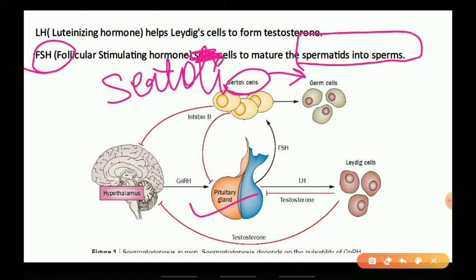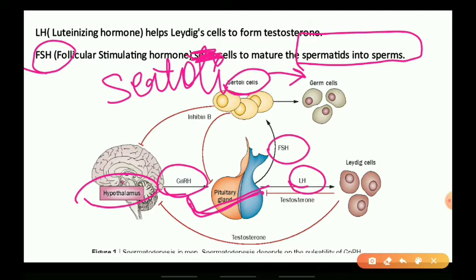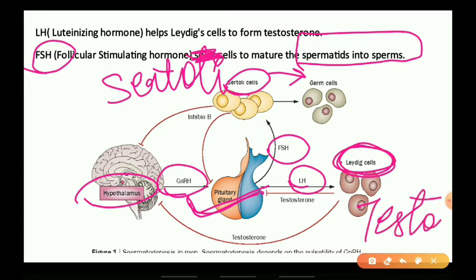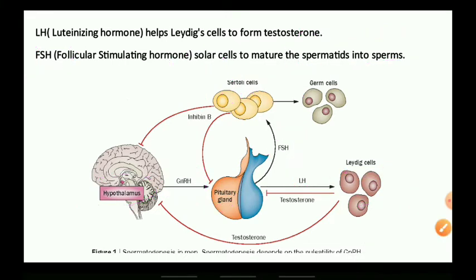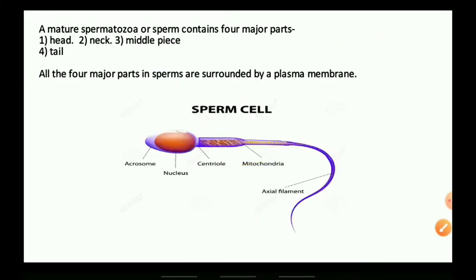So first, what is happening? The hypothalamus gets activated and the GnRH level increases. When the GnRH level increases, the pituitary gland gets activated. When the pituitary gland gets activated, it releases two hormones, LH and FSH. LH helps the Leydig cell to form testosterone, whereas FSH helps the Sertoli cells to form the spermatids into sperm cells. Hope it is clear.